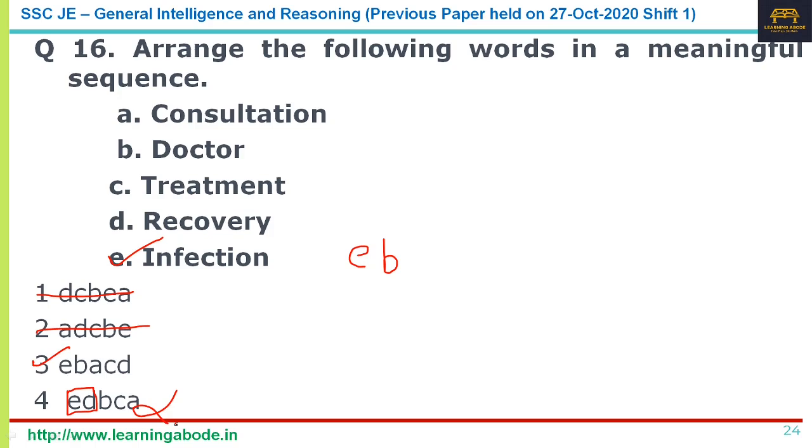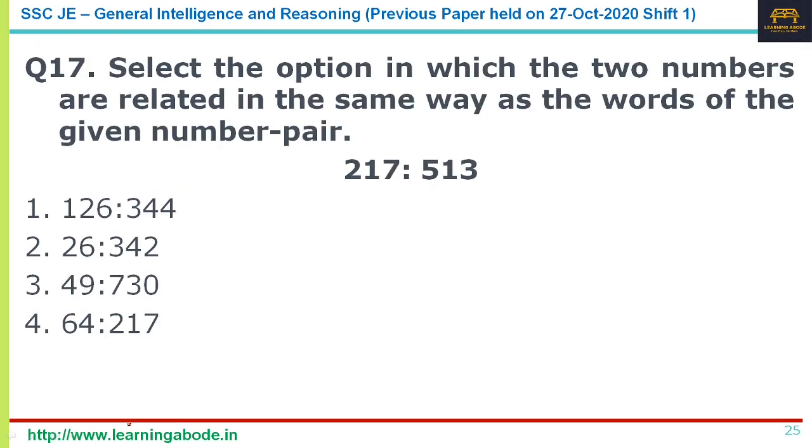Question number 17 is easy to predict, because when you look at the numbers, it is very revealing. What is 217? It is 6 cube plus 1. What is 513? It is 8 cube plus 1. Among the options, option 1 is 5 cube plus 1, and the other numbers are 7 cube plus 1, which is 343 plus 1, and 125 plus 1. The numbers are very revealing. So the answer is option 1 for question number 17.